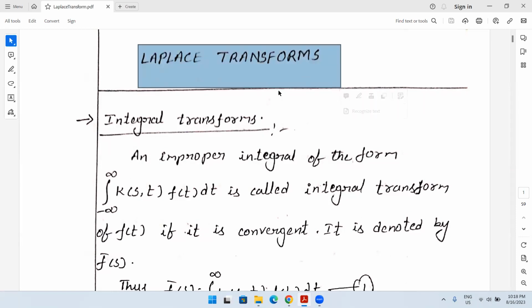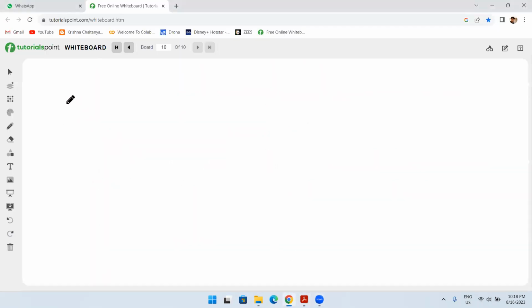Okay, let us learn about this topic. Now here, if you observe in this unit, we have two parts. First is the Laplace transform, and another one is the inverse Laplace transform. Almost the same topics will be there in both Laplace and inverse Laplace transforms.